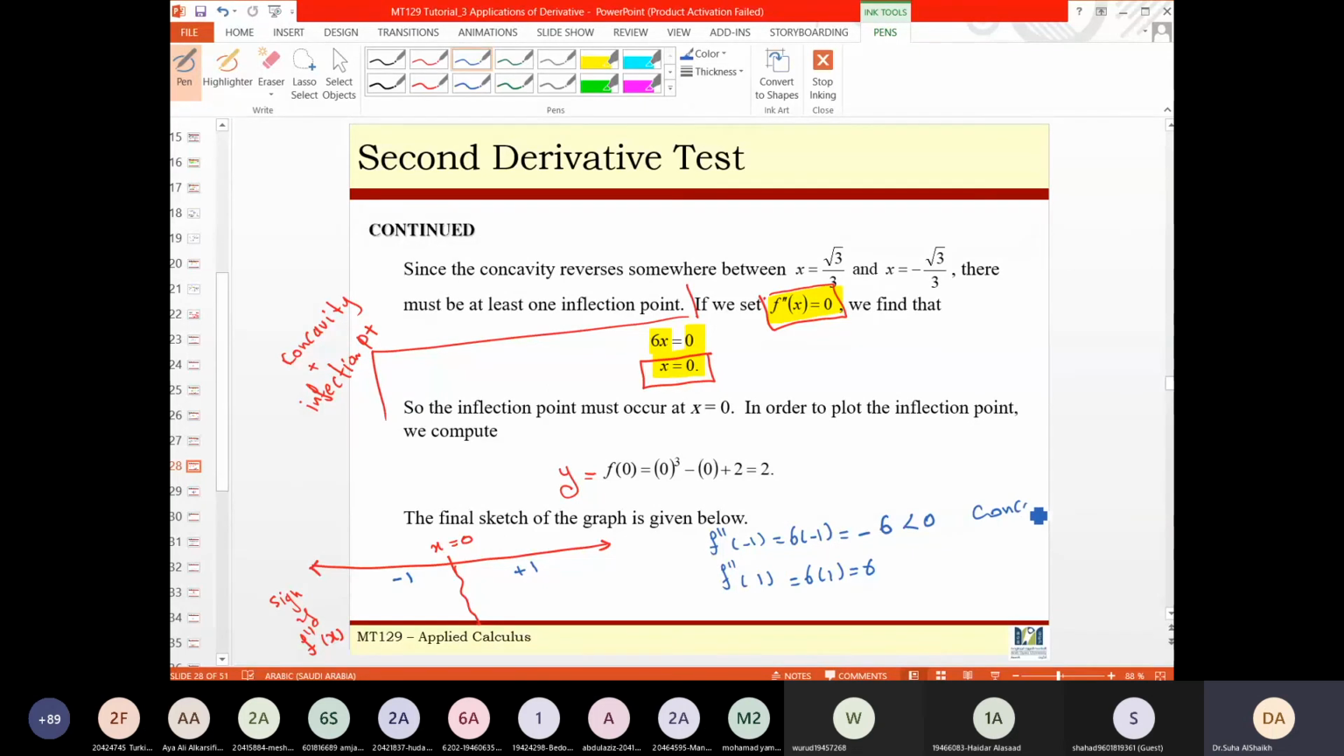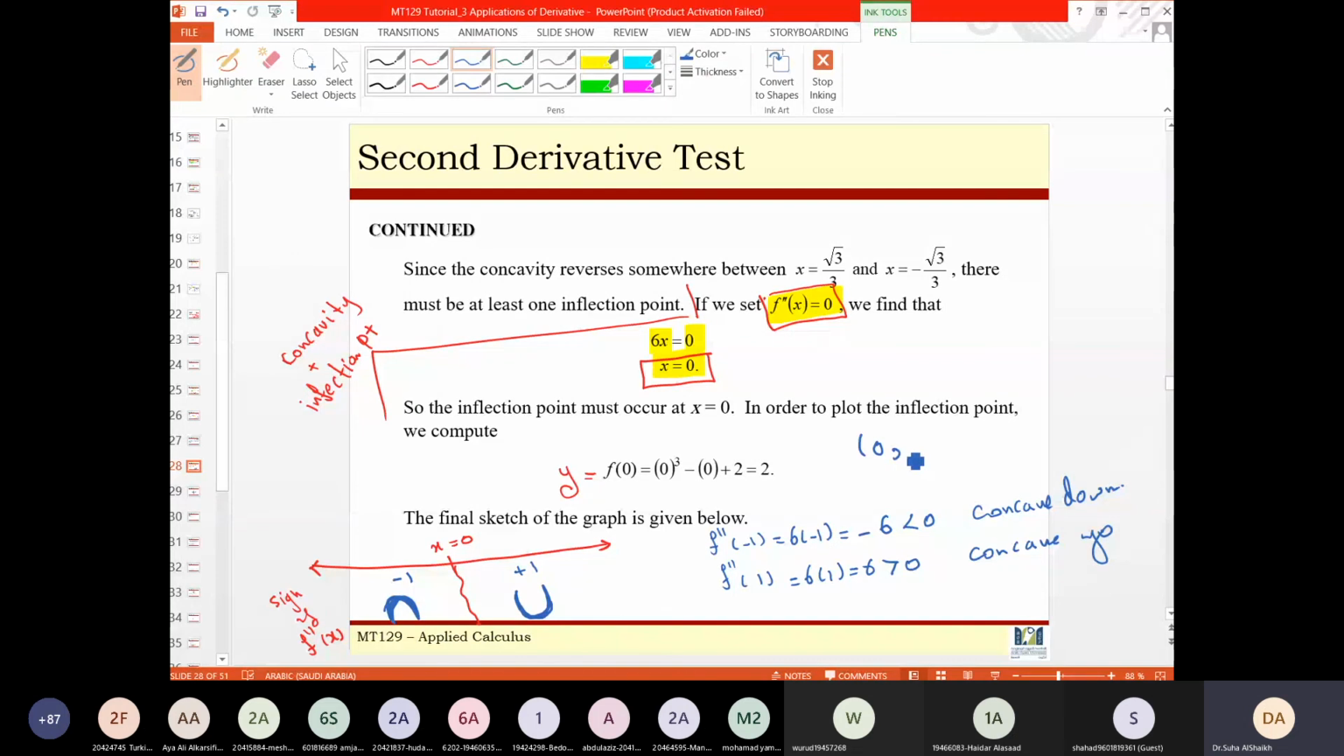Which means the function is concave down. f double dash at 1 is equal to 6, positive, which means the function is concave up. Come here, at the minus 1, it's concave down. So we draw it: it is concave down. After the 0, it is concave up. So the function changes from down to up. So is this point an inflection point or not?